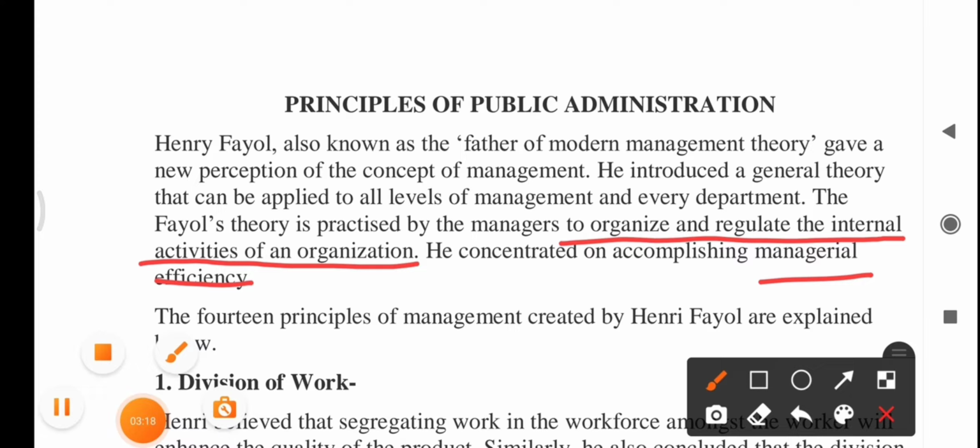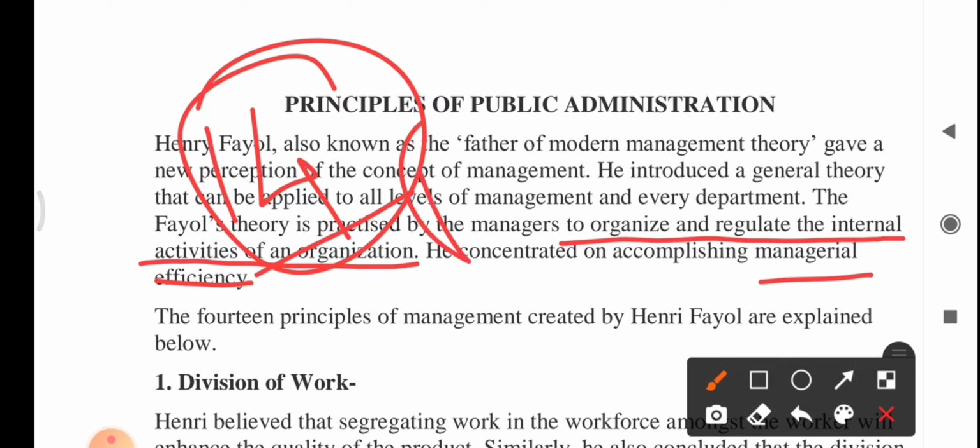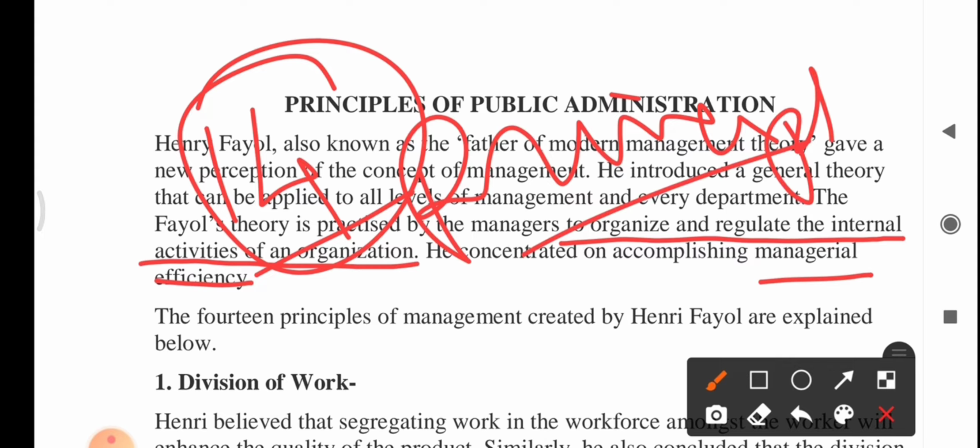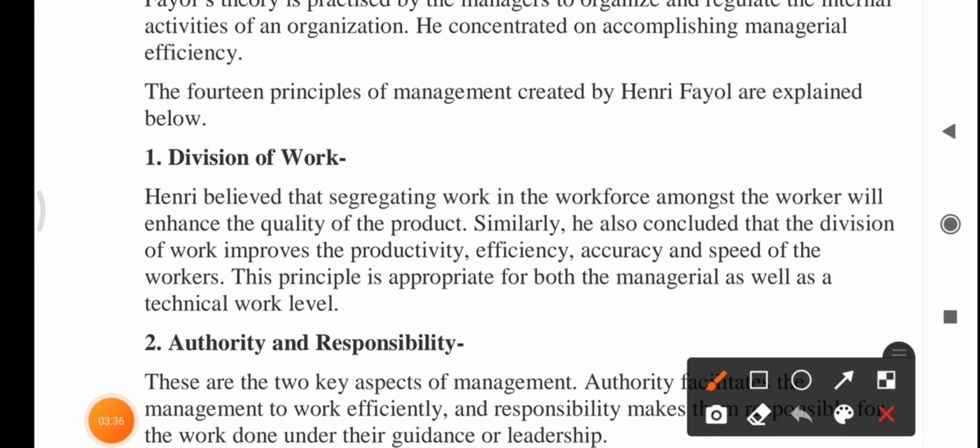Now we move ahead. There are a total of 14 managerial principles included in this theory, which we are going to discuss one by one. I'm telling you, there are a total of 14 principles as per Henry's theory. So let's start with principle number 1. As you can see, that is called division of work.